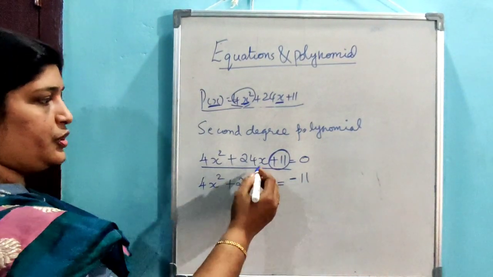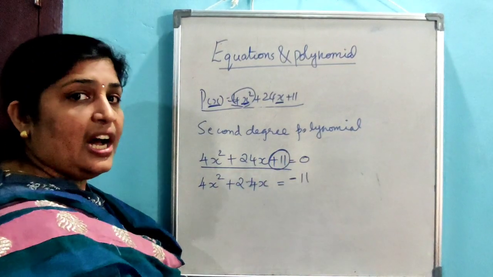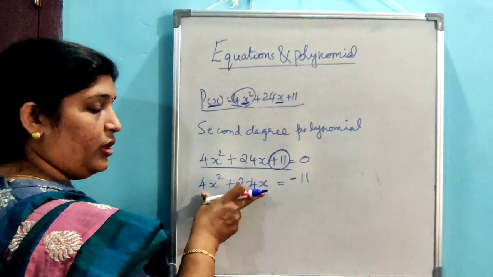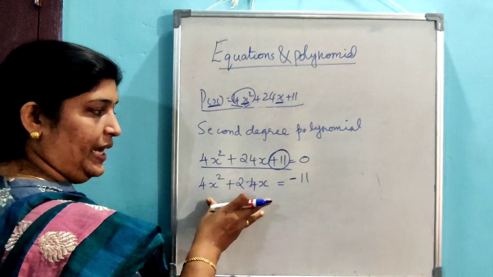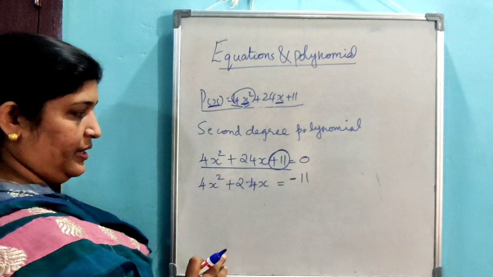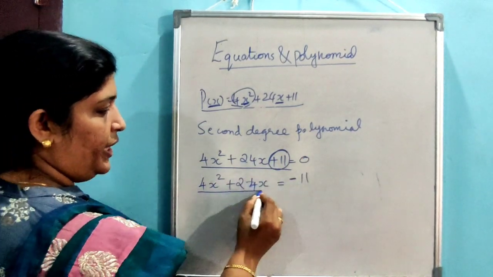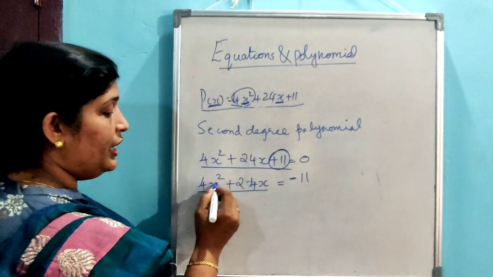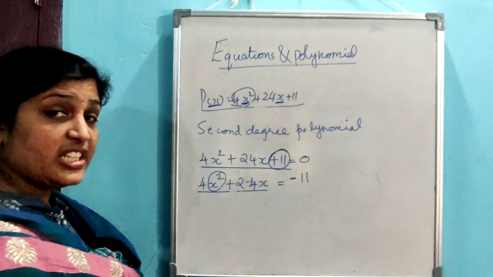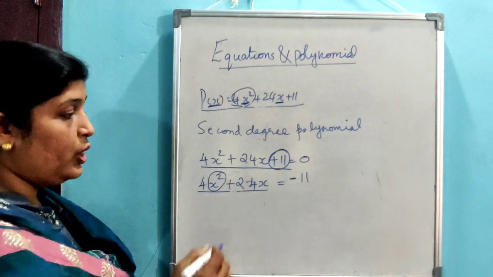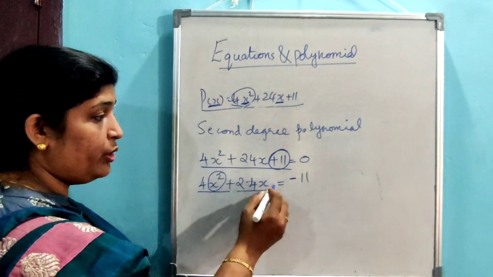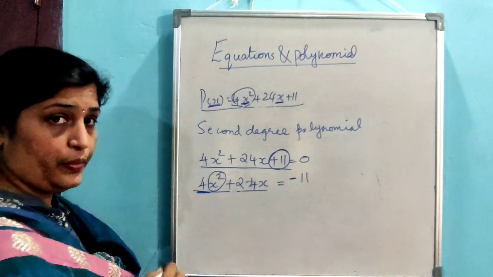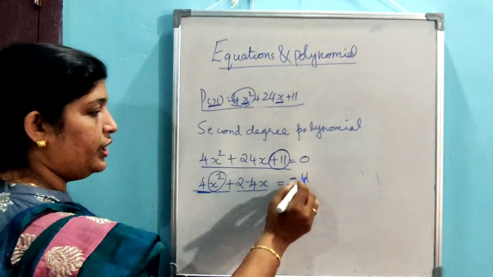Okay, what is the first step? First move the constant term to the other side of the equation. So only variables on one side and numbers on the other side. Okay, see, square completion method. When is the square completion method applicable? Only when the coefficient of x square is 1. Okay, so divide throughout the equation by this 4.